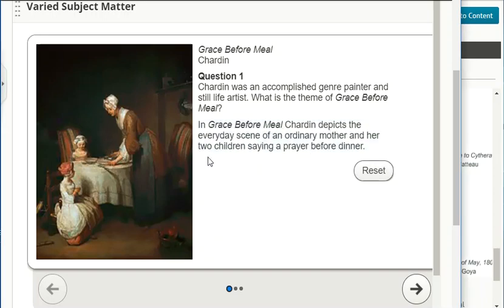In Grace Before Meal, Chardin depicts the everyday scene of an ordinary mother and her two children saying a prayer before dinner.